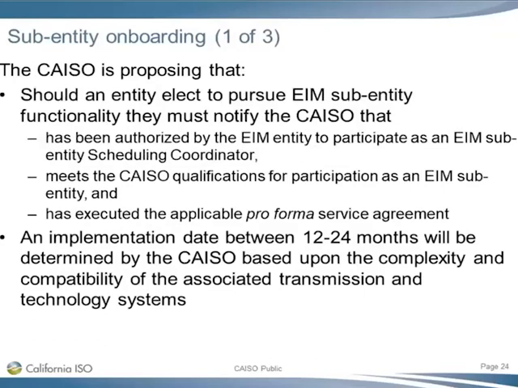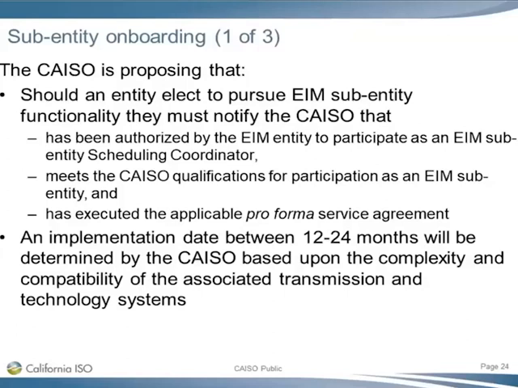Subentity onboarding for future subentities was a topic that we expanded quite a bit in the draft final proposal. We put some bounds around the sequencing of this and the projected costs of subentity onboarding. Should an entity elect to pursue EIM subentity functionality, they must notify the CAISO that they've been authorized by their EIM entity, they meet the qualifications for participation as an EIM subentity, and that they have executed the applicable pro forma service agreements. At the conclusion of that, the CAISO will give them an implementation date between 12 and 24 months. This will be determined upon the complexity and compatibility of the associated transmission and technology systems.